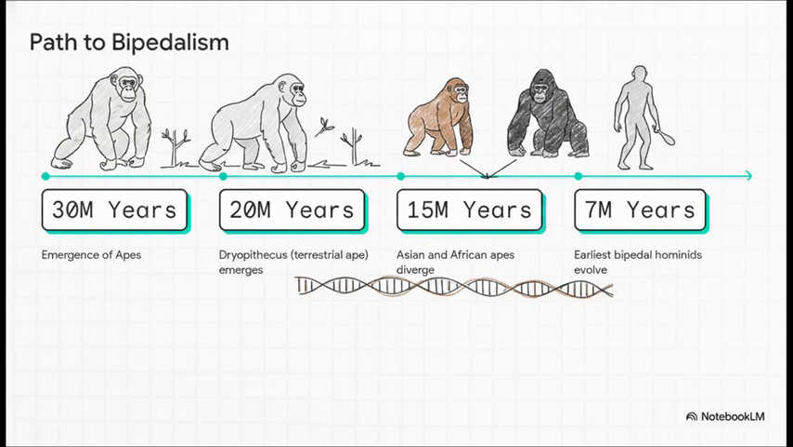Looking at the timeline, we see that around 15 million years ago, African and Asian apes split. And then, much more recently in the grand scheme of things, about 7 million years ago, the very first bipedal hominids branched off from those African apes.